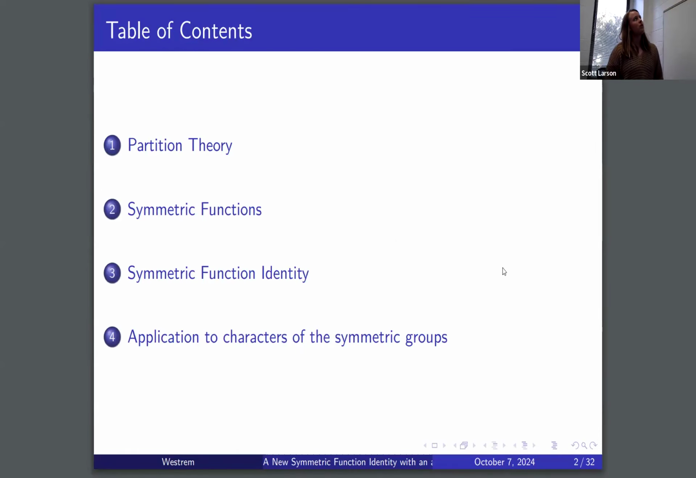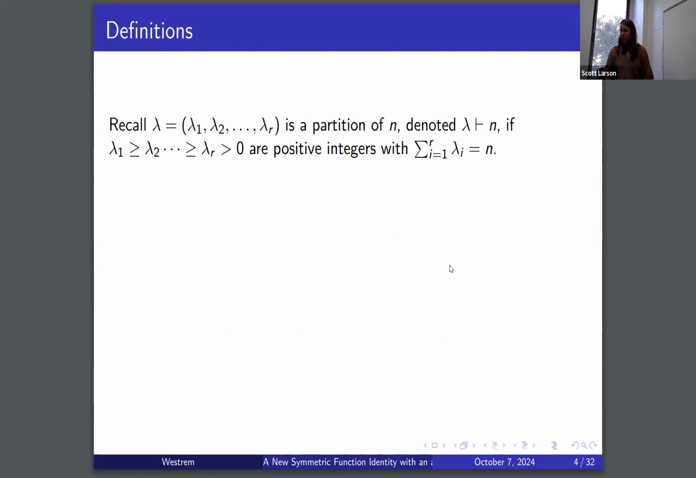So we will go over some partition theory background, character values, symmetric functions, and then I'll talk about the identity that I proved, and then its application to the character values of the symmetric group. Starting off with partition theory, we'll recall a few definitions.